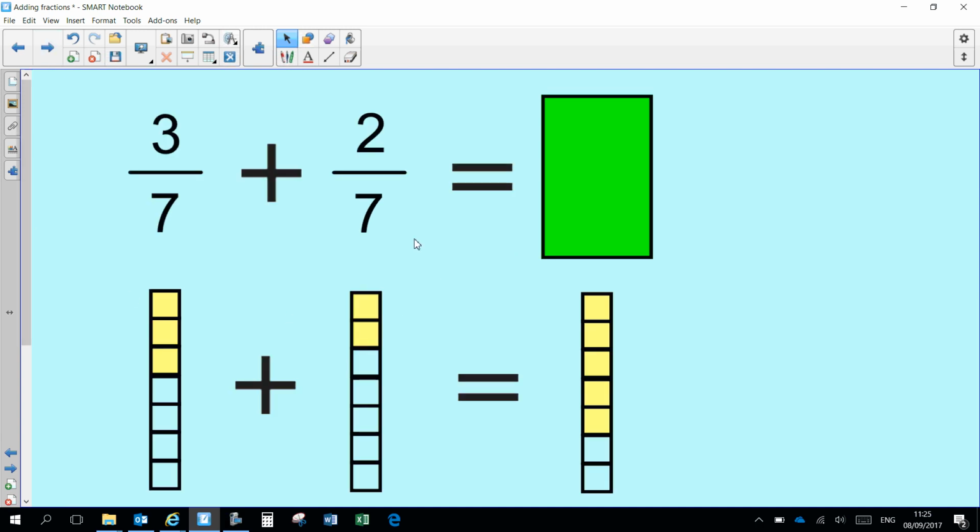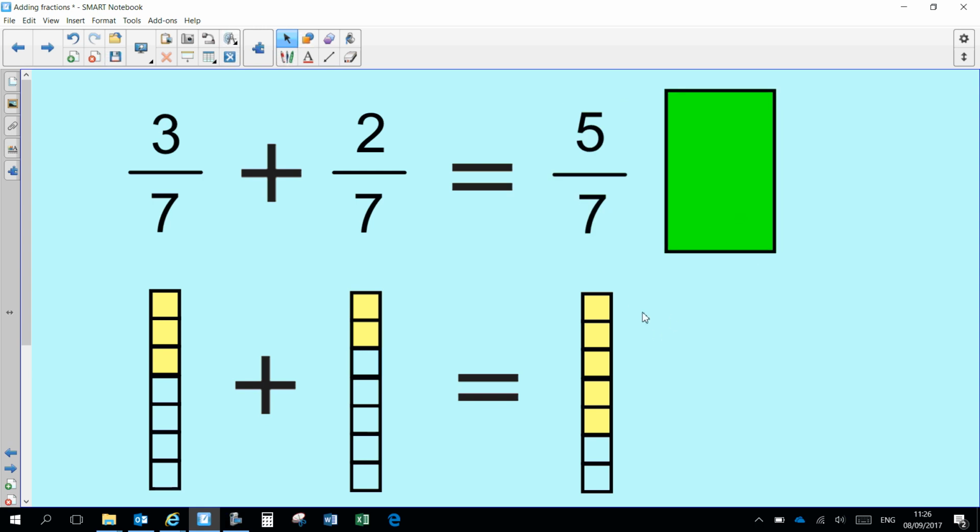I'm going to do a really easy one here. We've got 3 over 7 added to 2 over 7. Now I've shown here, just so we can view it, 3 lots of 7 plus 2 lots of 7, and that surely comes to 5 over 7, 5 lots of 7. Now 5 over 7, not 5 over 14 as some people mistakenly put.